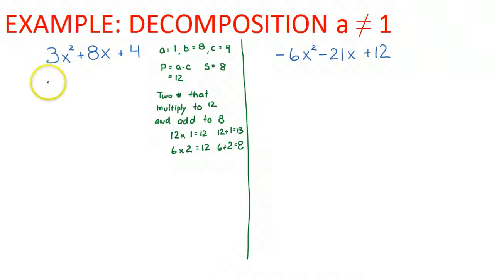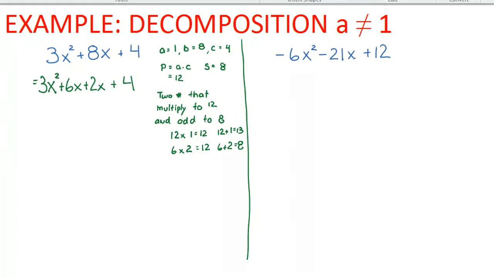So what I then do is I take my trinomial and I decompose the middle term, the b term. So I get 3x squared plus 6x plus 2x plus 4. This is why it's called decomposition. The 8x is decomposing into 6x plus 2x. I haven't actually changed what this expression is. I've just changed how it looks.